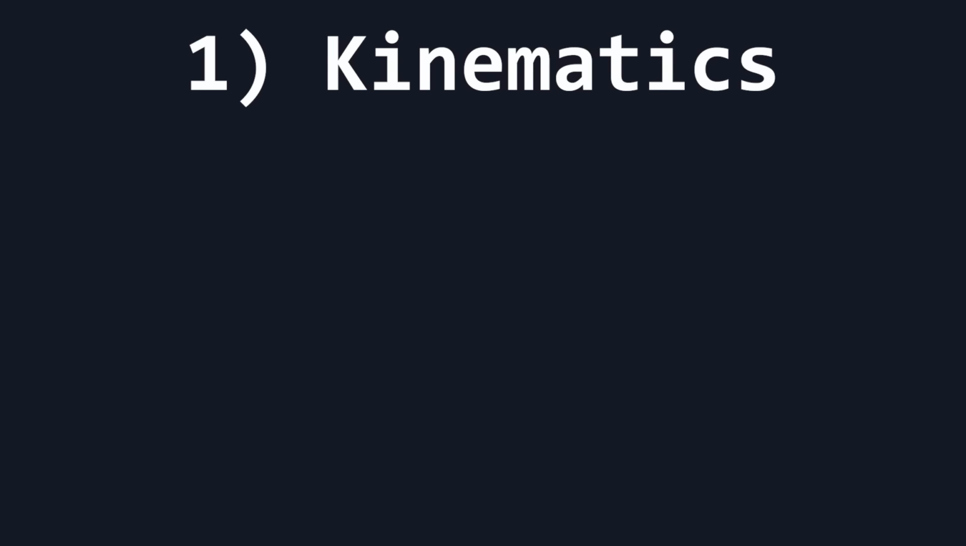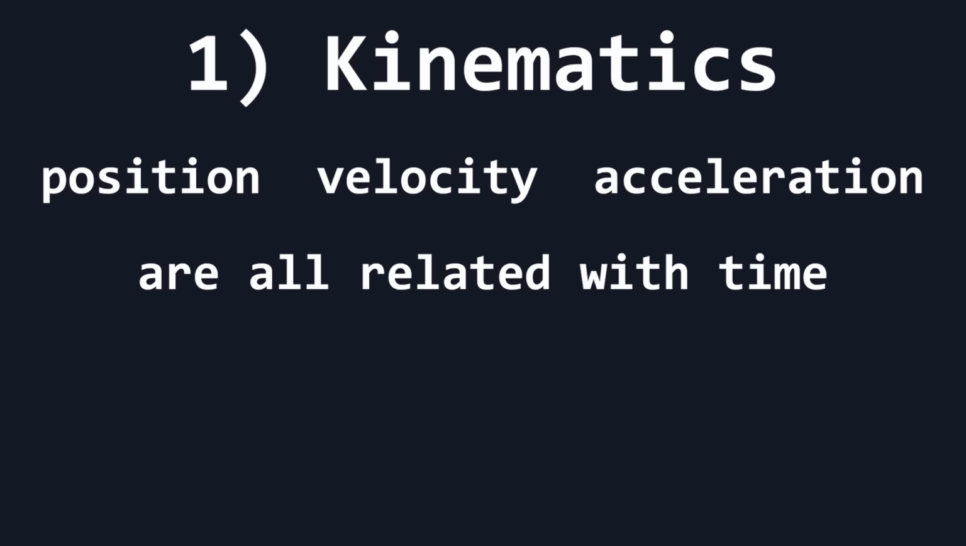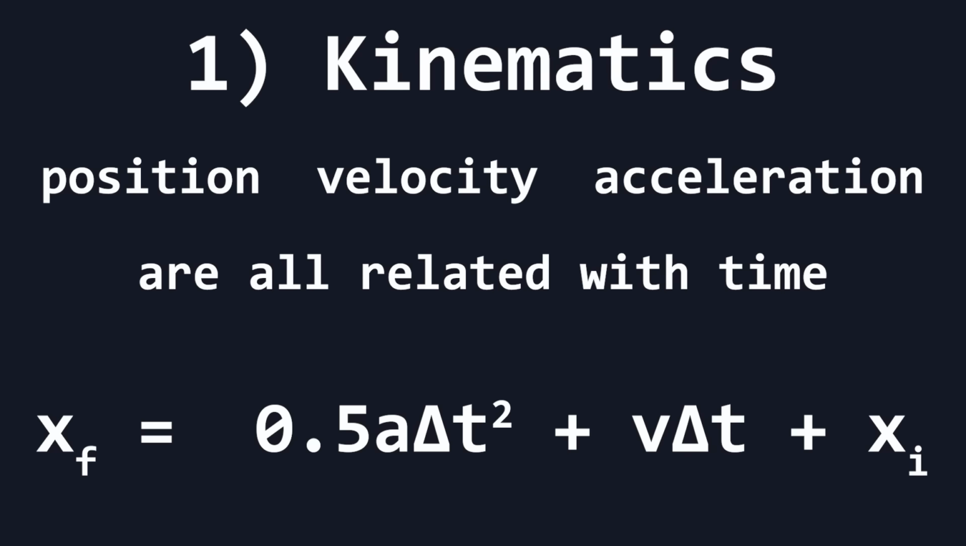Let's take a few minutes to recap everything we learned today. First, we talked about what position, velocity, and acceleration are, and how they relate to each other with time. We also got this fancy formula for finding the position of an object at a certain time given an initial position, velocity, and acceleration. It's xf equals 0.5a delta t squared plus v delta t plus xi, if you forgot.